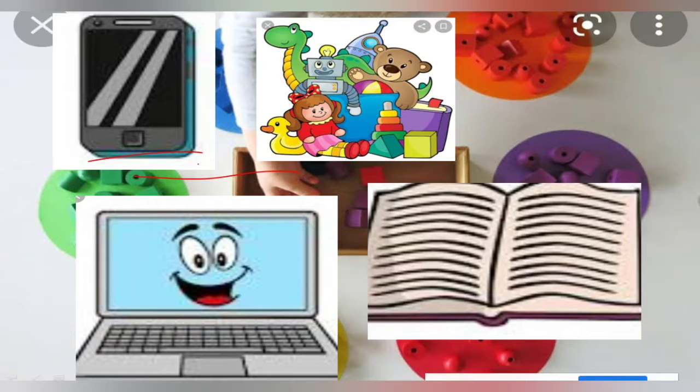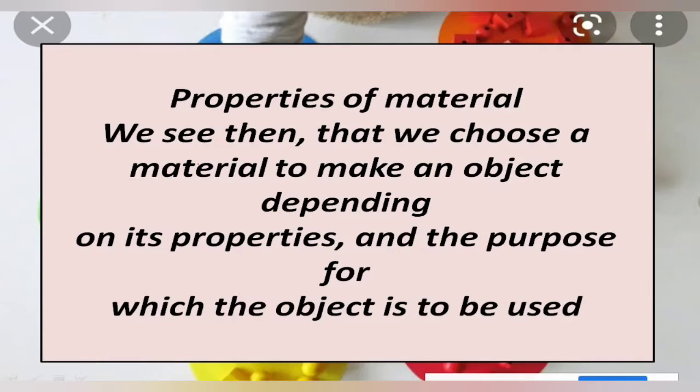When I talk about a book, it could be kept anywhere. So these objects have their different properties. When I talk about properties of a material, we see then, हमने ये सारी चीजें देखी. We see then that we choose a material to make an object depending on its property. Here a very important thing is said: that we choose a material.